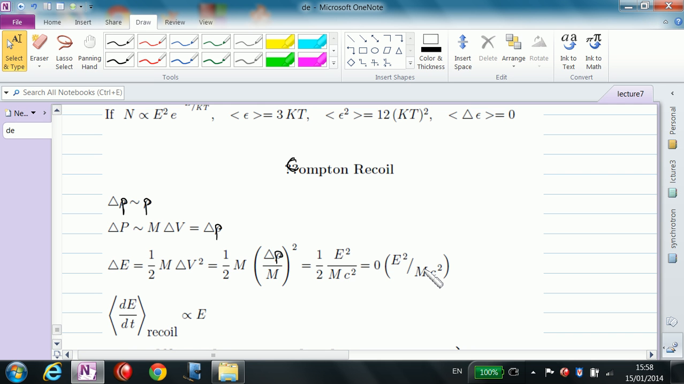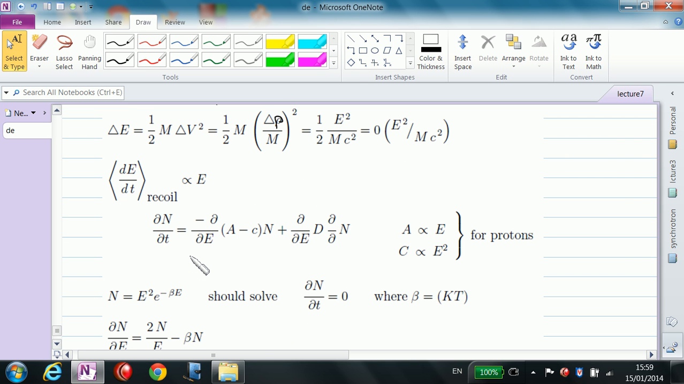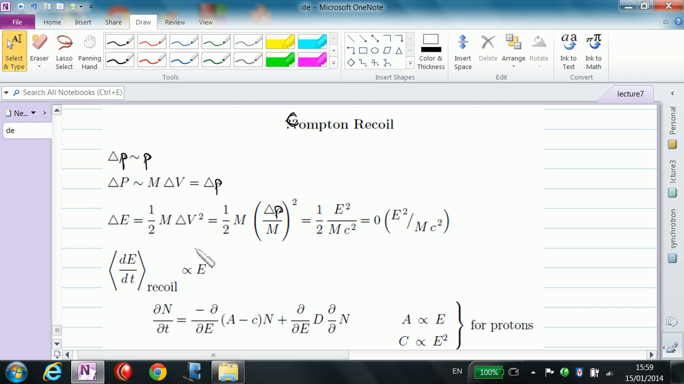So let's say that big P and E refer to the momentum and energy of the heavy particles, and little p and little e refer to the momentum and energy of the light particles. But the light particles are photons here, so I'm just going to use energy and momentum.